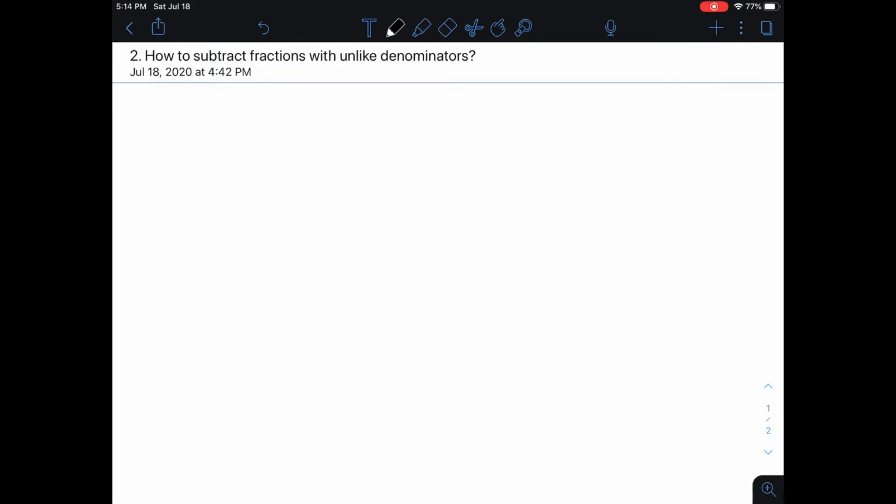So when dealing with fractions, we always want to make sure that the denominators are the lowest common multiple. So here's an example to illustrate this. We're going to do 1/2 minus 2/7, okay?